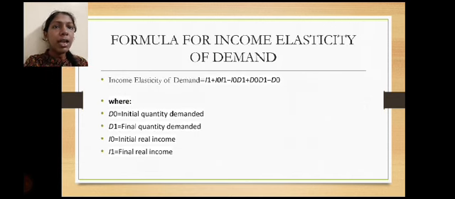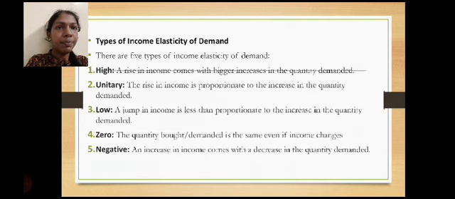In the formula for calculating income elasticity of demand, D0 is the initial quantity demanded, D1 is the final quantity demanded, I0 is the initial real income, and I1 is the final real income. There are types of income elasticity of demand: high, unitary, low, zero, and negative. Let's know the 5 types of income elasticity of demand.